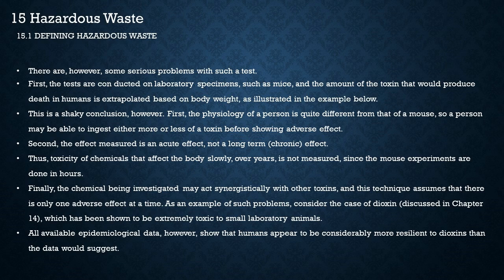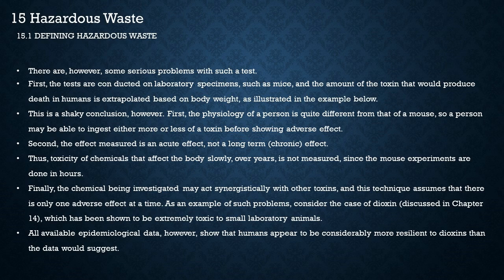First, the physiology of a person is quite different from that of a mouse, so a person may be able to ingest either more or less of a toxin before showing adverse effect. Second, the effect measured is an acute effect, not a long-term, chronic effect. Thus, toxicity of chemicals that affect the body slowly over years is not measured, since the mouse experiments are done in hours. Finally, the chemical being investigated may act synergistically with other toxins, and this technique assumes that there is only one adverse effect at a time.